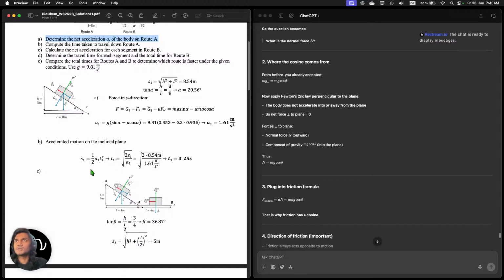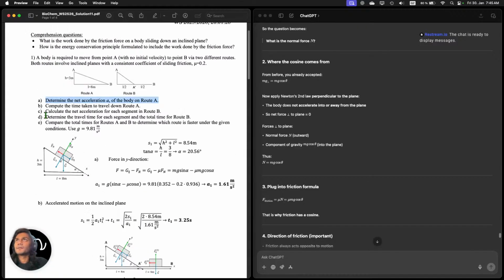Okay, it's s is equal to ut plus half at square. Okay. Calculate the net acceleration for each segment.